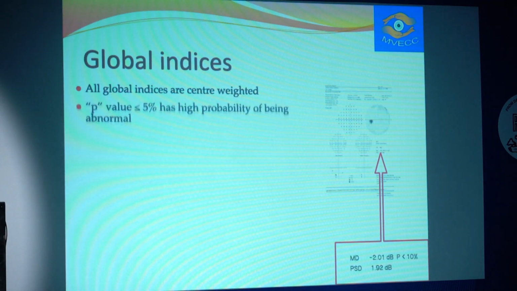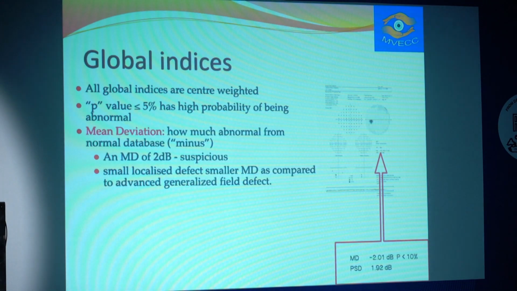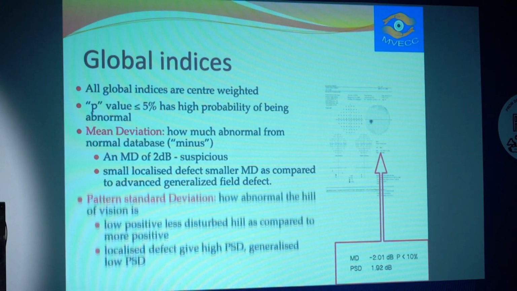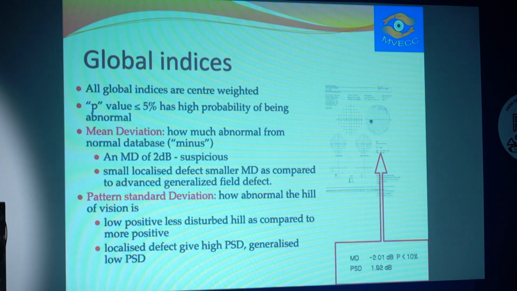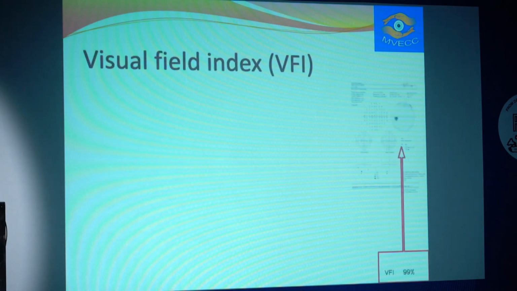All the global indices are center weighted, that is, all the points in the center area are given more weightage as compared to the peripheral points. A mean deviation above 2 decibels should arouse suspicion of glaucomatous visual field defects. It helps us analyze the overall visual field performance rather than the generalized defects. Pattern deviation gives you a small area within the hill of the vision which is more depressed, like a nasal step or a scotoma caused by glaucoma.